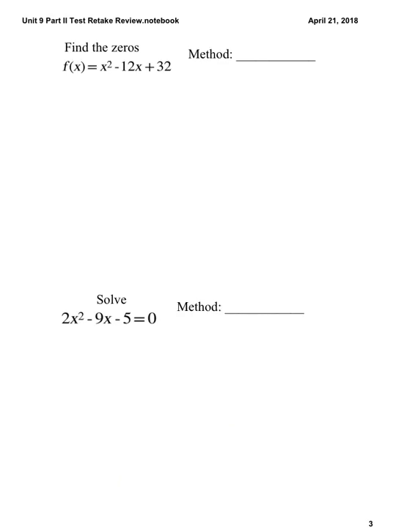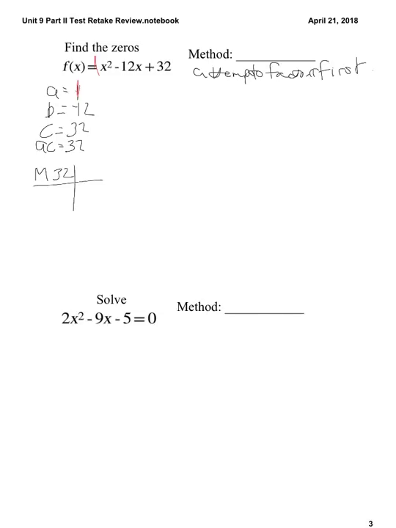Looking at this problem here, we have x squared minus 12x plus 32. And we're going to attempt to factor it first. Our a value here is 1. In case we're forgetting that, that is our coefficient there. Our b is equal to negative 12. Our c is equal to 32. And our ac value here is equal to 32 as well. This tells us we need to find something that multiplies to 32 and adds to negative 12.